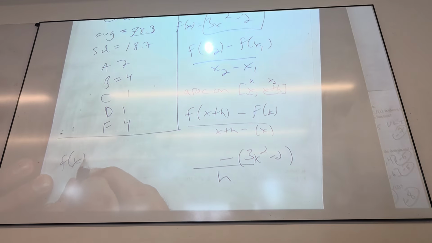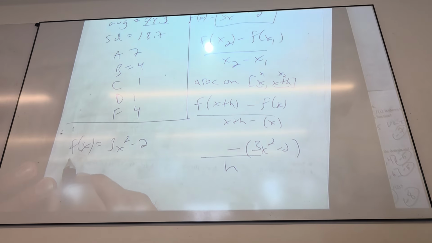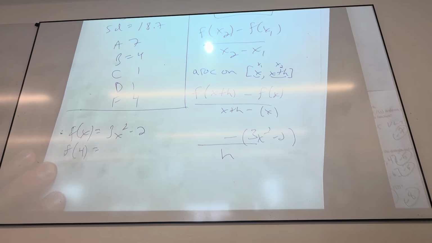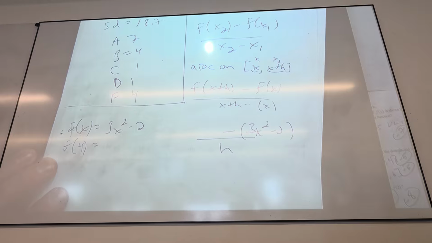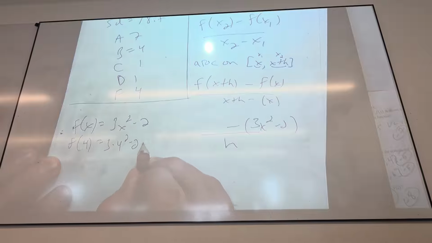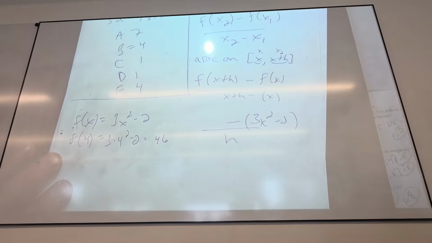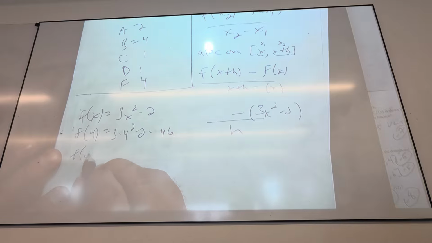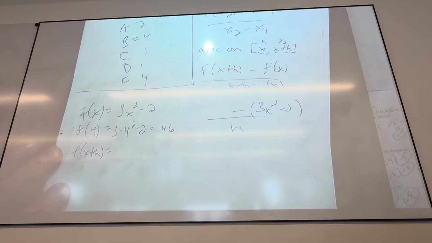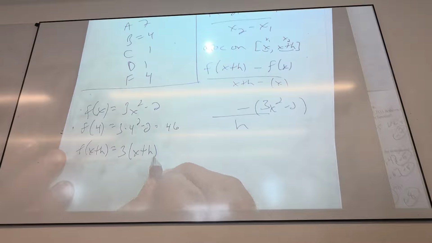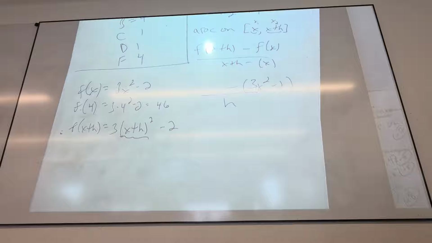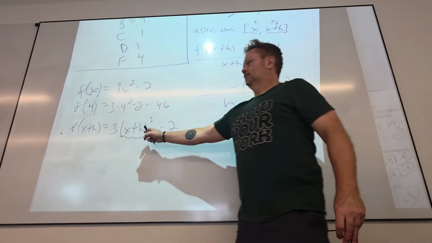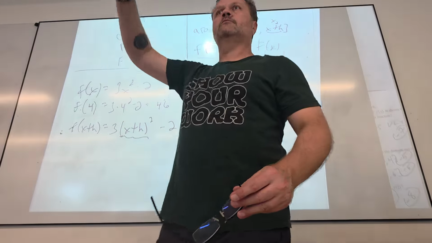If f of x is 3x squared minus 2, let's do this. What's f of 4? Just out of curiosity. How do you do f of 4? Yeah. 3 times 4 squared minus 2 is 48 minus 2, 46. So what is f of x plus h? Plug in x plus h in place of x. And now what do you think you do with this? Yeah, FOIL it out. Get the 3 through there.